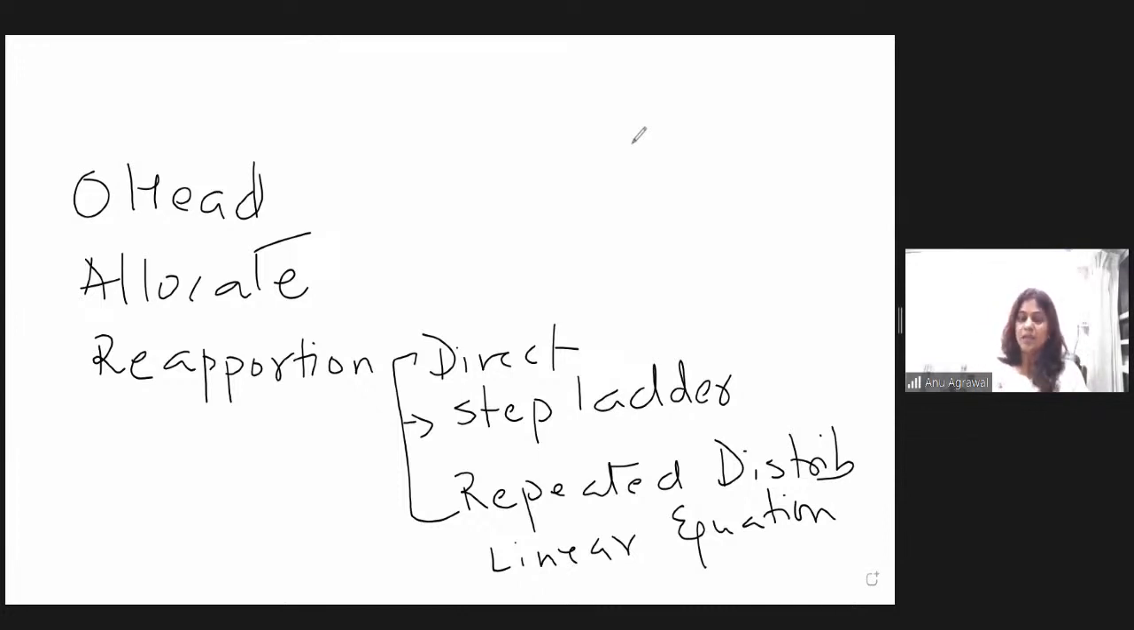Now, guys, we go a step forward. Now we understand that there are overheads, we need to allocate them, we need to reapportion them. Why do we need to do that? Because we need to find out per unit cost.